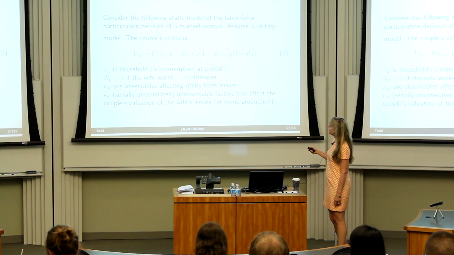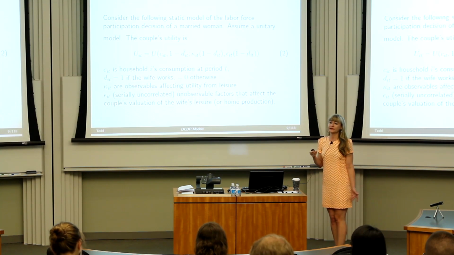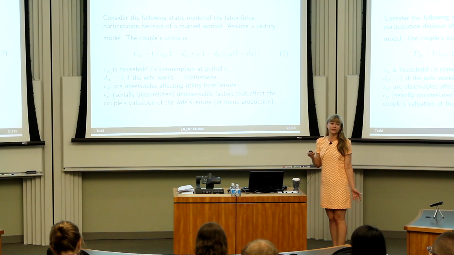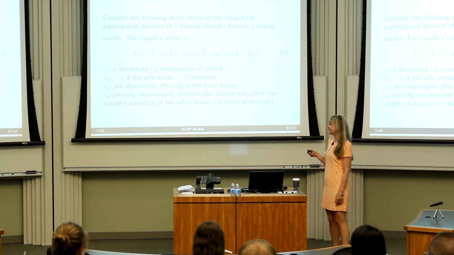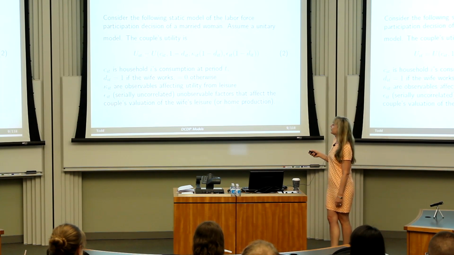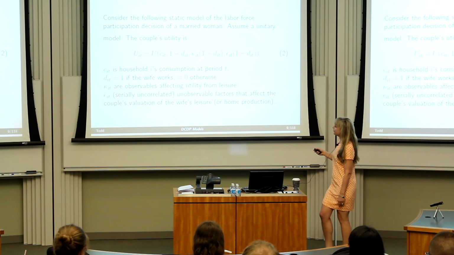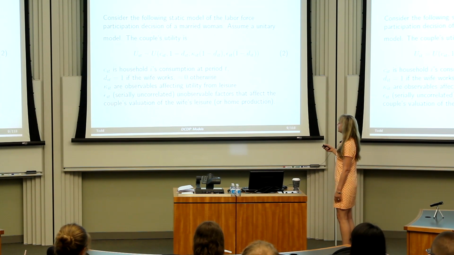And then these are some other observables that could affect her utility from leisure. Typically, we would say how many young children she has affects whether or not she stays home. It's not really leisure, but we call it leisure. So anything that involves the wife staying home is leisure here. Her utility from leisure is affected by some other observables, and that could also include the wife's education.